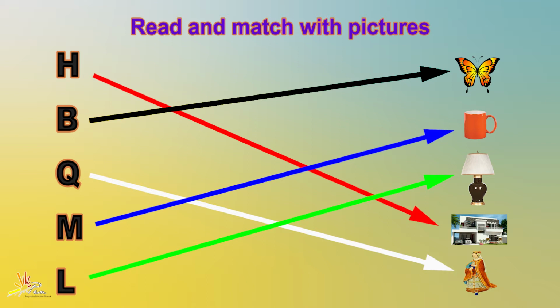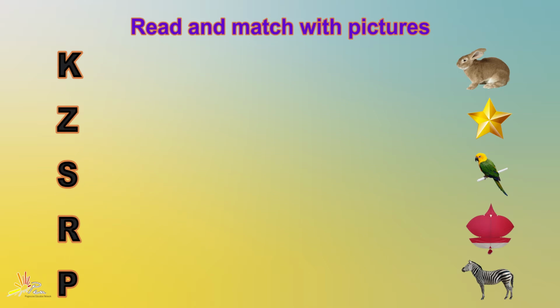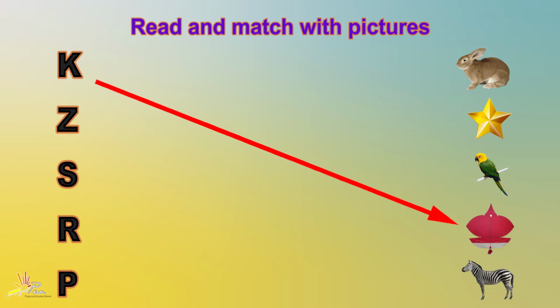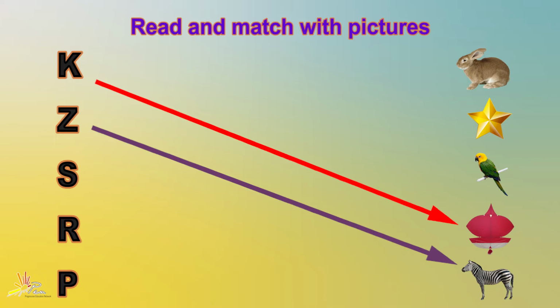L is for lamp. Now read letter K. Read it loud. K. Let's match K with the picture. Yes, K is for kite. Our next letter is Z. Read again. Z. Now match the letter Z with its related picture. Wow, it's zebra. Z is for zebra.